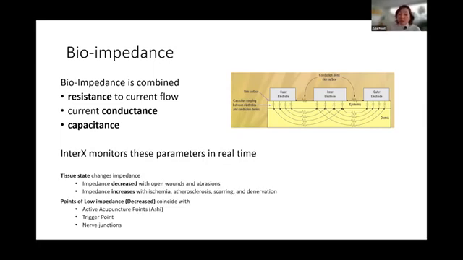And interestingly enough, all the points of low impedance, where you have decreased impedance, are associated with very interesting points. Like in acupuncture, the painful points, Ashi. Trigger points have decreased impedance, nerve junctions. So these are important points for us to find and treat.